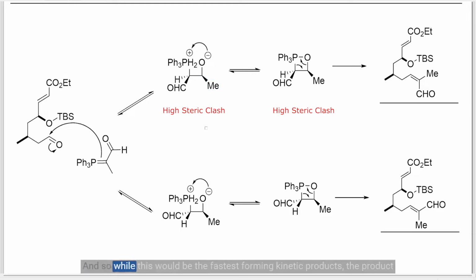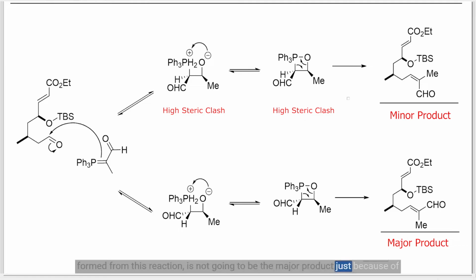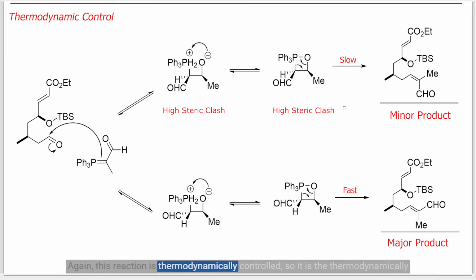And so while this would be the fastest forming kinetic product, the product formed from this route is not going to be the major product just because of how slow it would be to form that final product because of that steric hindrance. Again, this reaction is thermodynamically controlled, so it is the thermodynamically favorable product which will be the major product in the end.